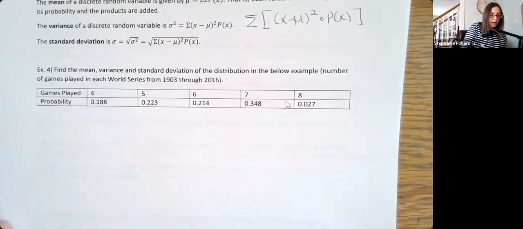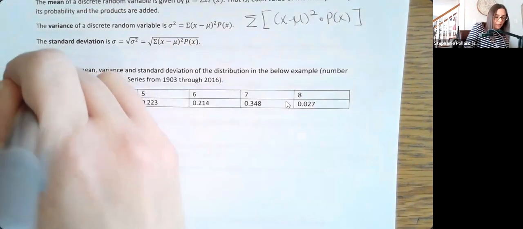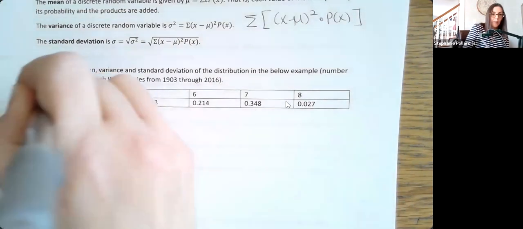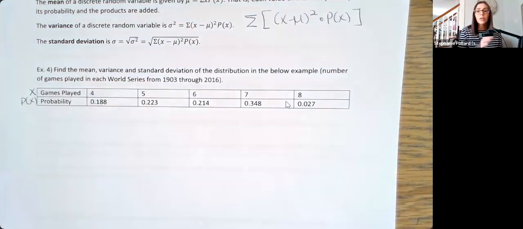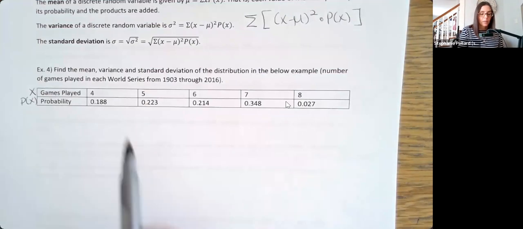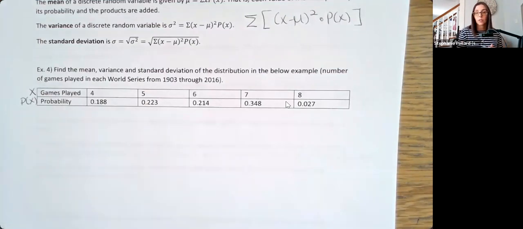So let's do that last piece with this example. Here we have games played, that would be your x, and then you can see that they are giving us the probability here. You can verify that this actually is a probability distribution. So all the probabilities are between 0 and 1, and if you add them up, you should get 1. So we're going to go ahead and proceed from here.